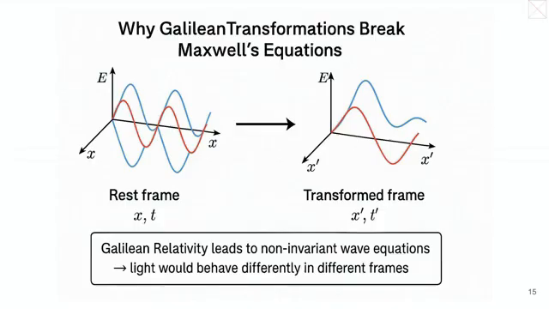The electric and magnetic fields no longer behave consistently, and most importantly, the speed of light would no longer be constant across all inertial frames. That's a big problem. It contradicts the vast body of experimental evidence, including Michelson-Morley. That's why we needed a new transformation, the Lorentz transformation, that respects the structure of light propagation. The diagram illustrates how a nice sinusoidal wave in the rest frame becomes distorted in the transformed frame if we use Galilean relativity.